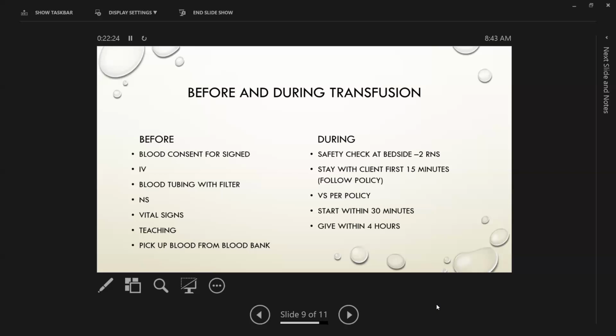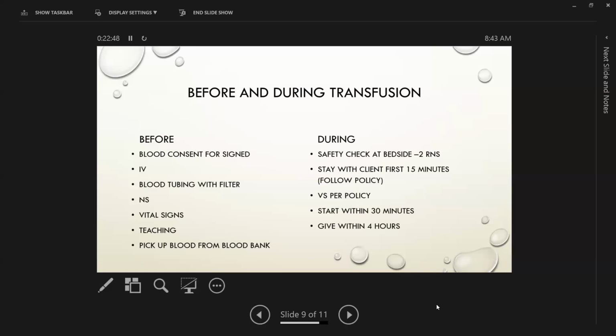Once that 15 minutes is complete, we are going to make sure that we do vital signs. So we'll do vital signs before we start. We're doing vital signs when we start. We're doing vital signs 15 minutes after we start. And then we're going to be doing vital signs per policy. Some facilities want vital signs every hour, and then vital signs once the blood product is complete.